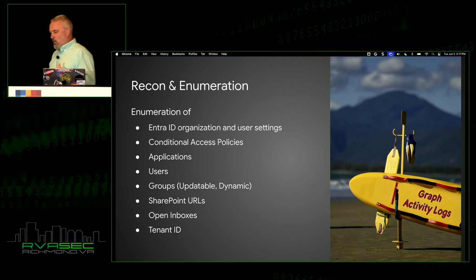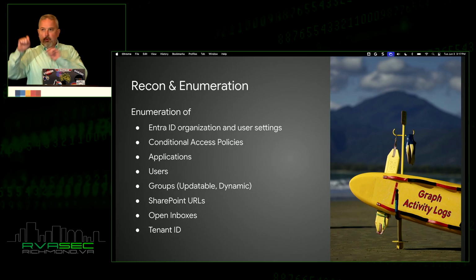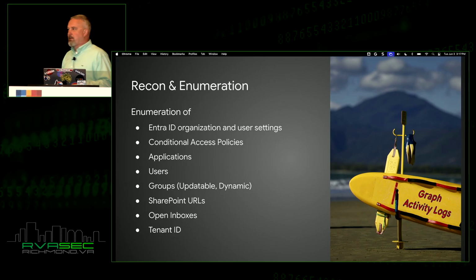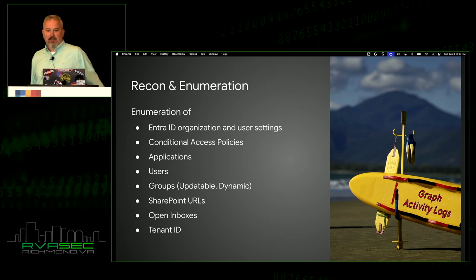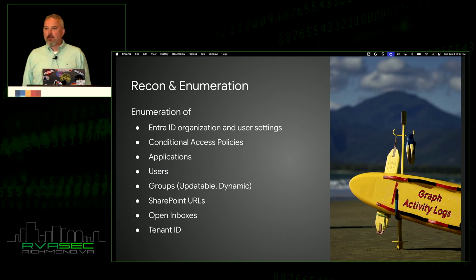Now, once I have my initial access, I'm in the graph, I've refreshed my token, right, because I've got these nice long token refreshes, I can start probing around and saying, tell me about the users, tell me about the conditional access policies, tell me about open inboxes, right, what are all those kinds of things that I have out there? And prior to about a year ago, maybe a year and a half ago, you couldn't see any of these things. And that was kind of super scary.